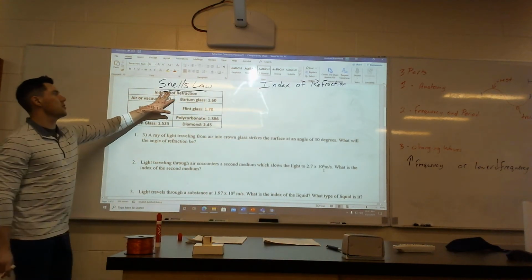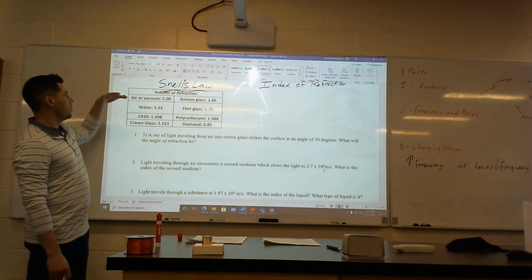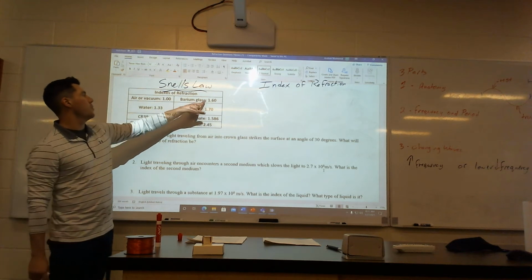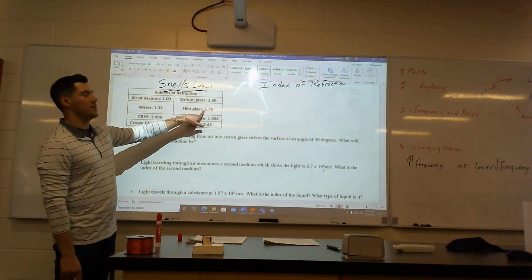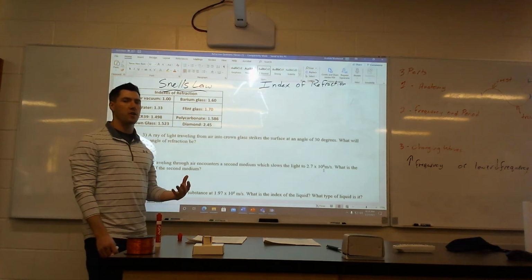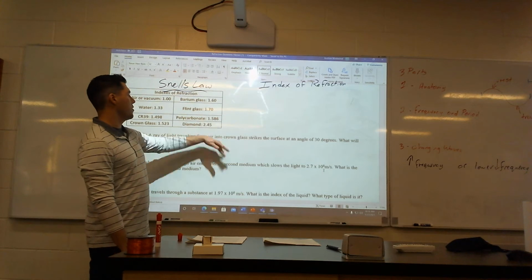These are just indexes of certain types that we have. Air, 1, water, 1.33. We have some glass at 1.5, some other glass at 1.6, some very strong glass at 1.7. And then you can see diamond. Diamond has an index of refraction of 2.45, so it's very, very hard to move through that.